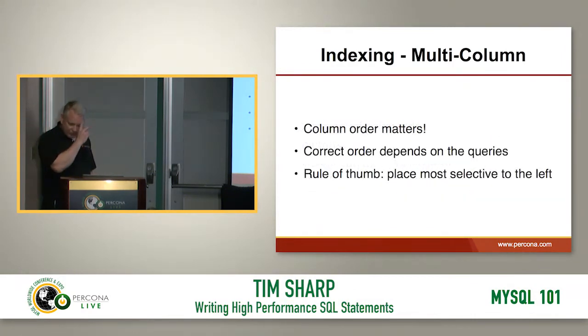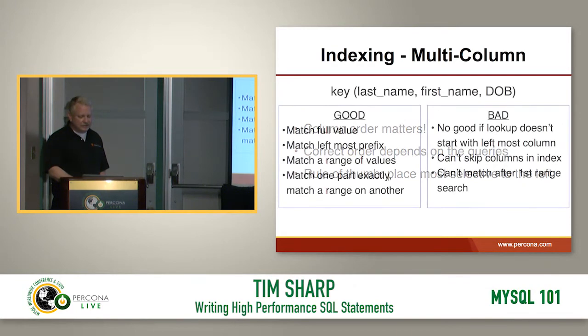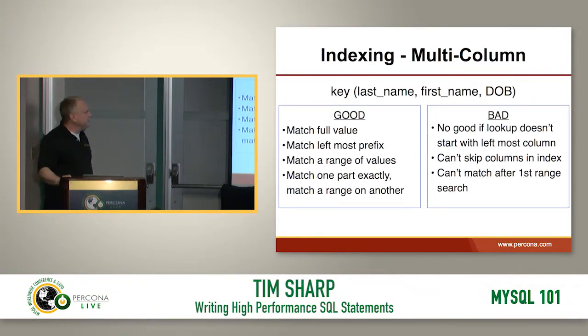When indexing multiple columns, order matters. The correct order will depend on your query, and the general rule of thumb is that you place your most selective columns on the left-hand side of your multi-column index. So for an example here, if we have a multi-column index on last name, first name, and date of birth, this is good if you're doing a full value match: give me everything where last name is Sharp, first name is Tim, and date of birth is 11/11/63.